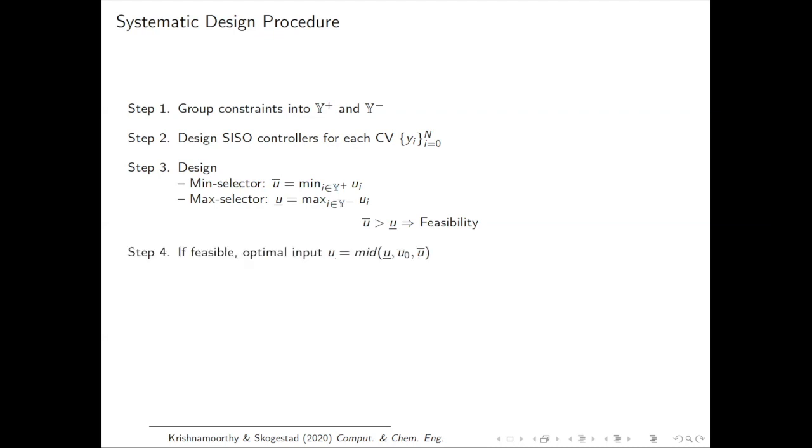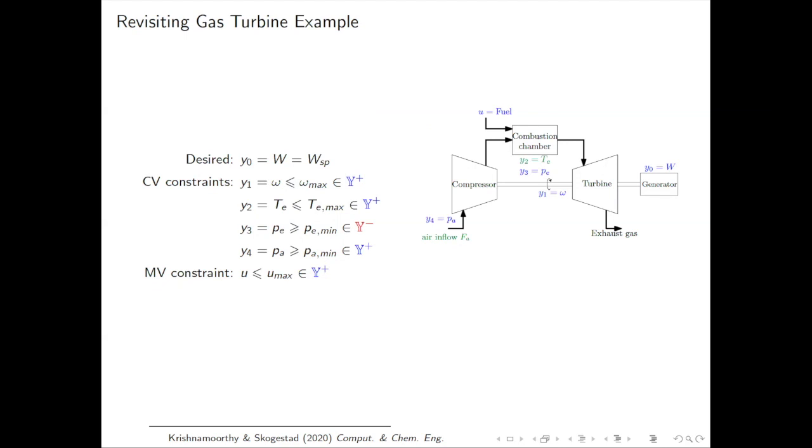If the problem is feasible, then we can achieve optimal operation by using a mid selector, where U0 is the control input computed by the controller that controls the CV with a set point that can be given up. And in the case of infeasibility, we can handle infeasibility by using a maximum structure if the constraints in Y minus can be given up, or we can use a min-max structure if the constraints in Y plus can be given up.